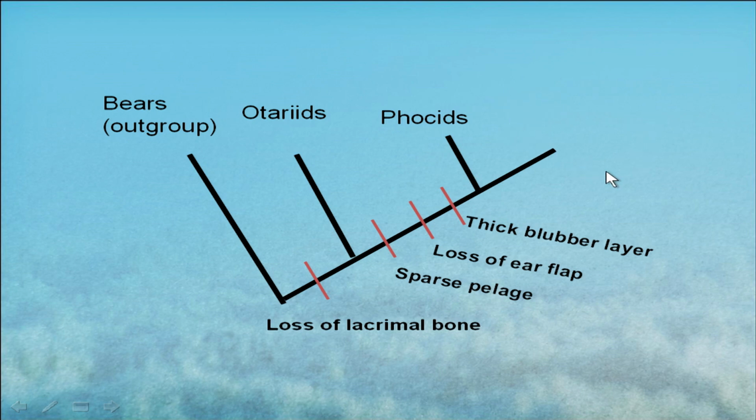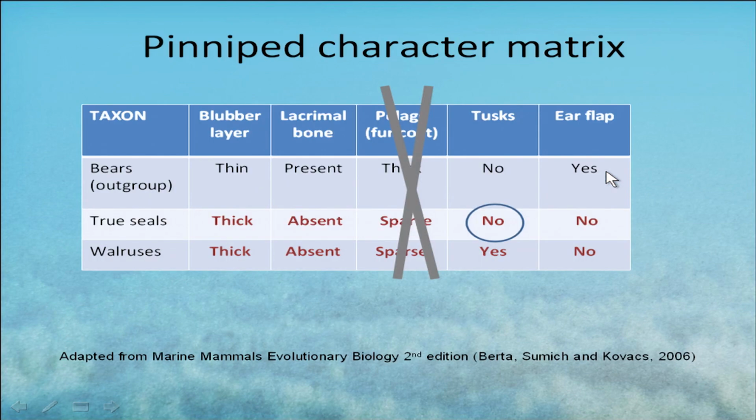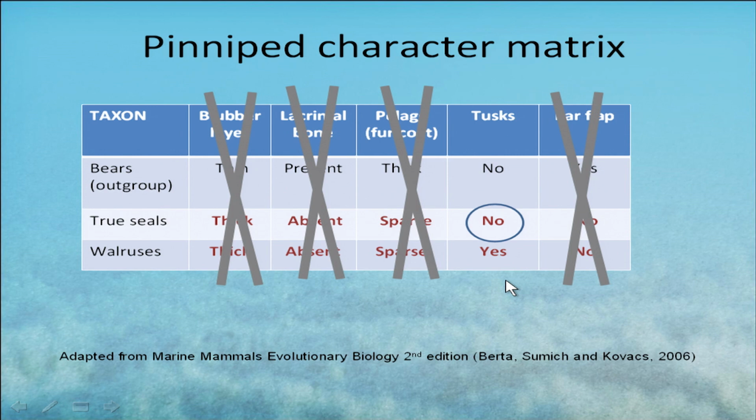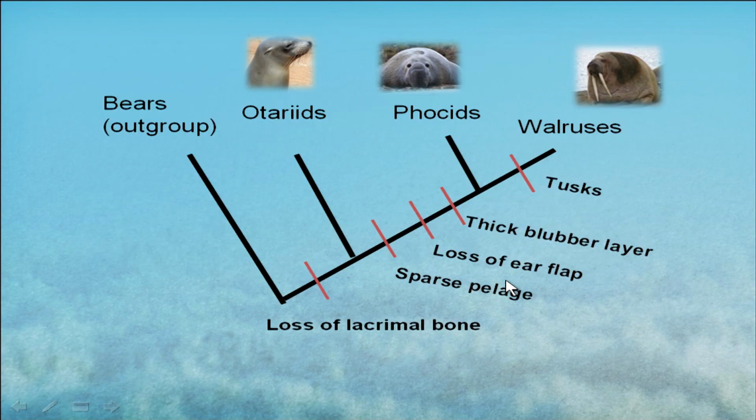But we have one more character state that we still need to deal with, and that is the tusks. So the walrus have their own unique apomorph in tusks. So the last thing that we're going to do here is take a look at the tusks, include them in the cladogram, and then finally we have our walrus. So this is our completed cladogram. Now let's take a moment and try to interpret what this is saying.